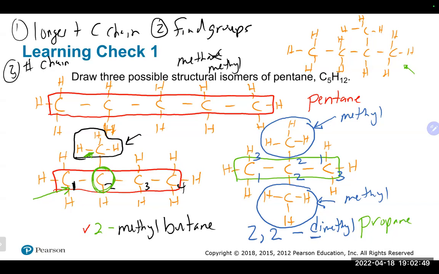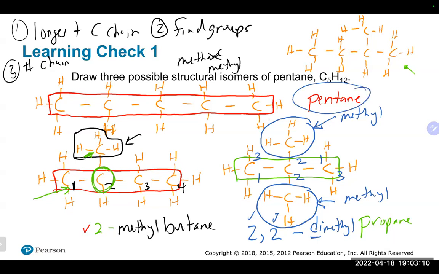If you work the name backwards, propane, longest carbon chain is 3. Dimethyl means there's 2 methyl groups in that compound, and each of them are found at carbon number 2 and carbon number 2 in this case. That's what the name means. It's basically all about telling somebody where you can find everybody. Is that name different than the other 2?